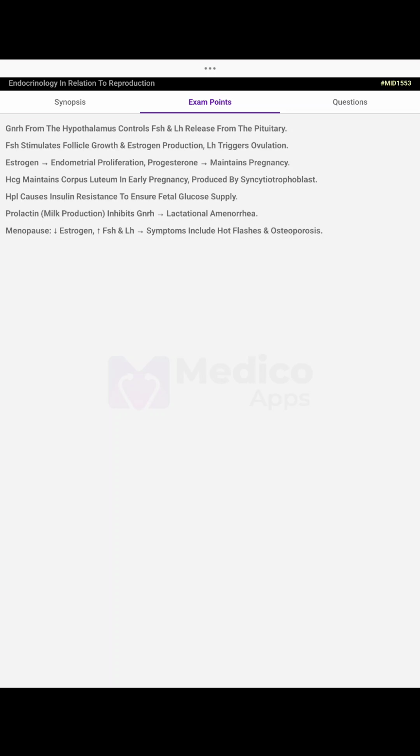GnRH from the hypothalamus controls FSH and LH released from the pituitary. FSH stimulates follicle growth and estrogen production. LH triggers ovulation. Estrogen causes endometrial proliferation. Progesterone maintains a pregnancy.